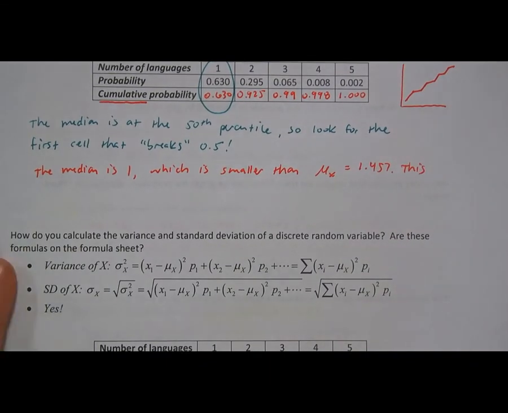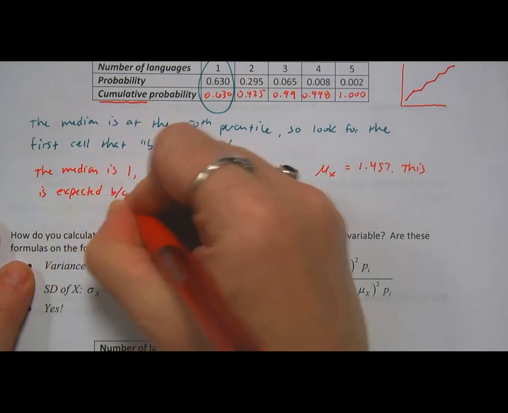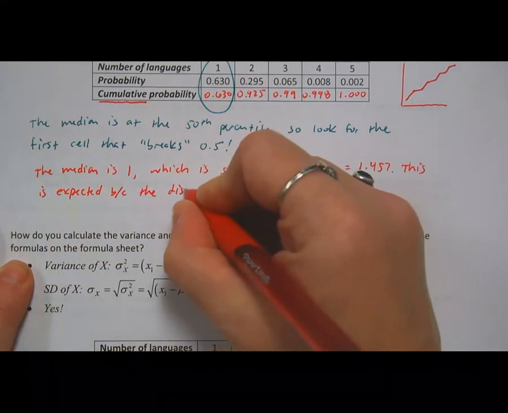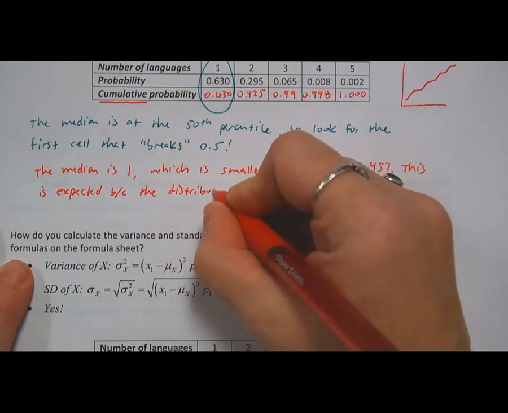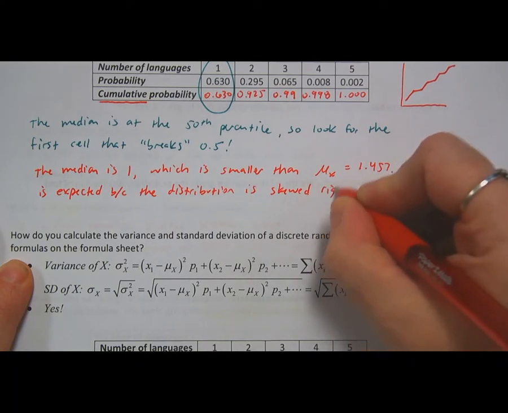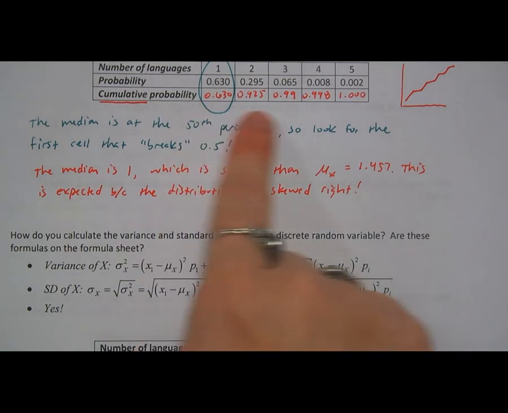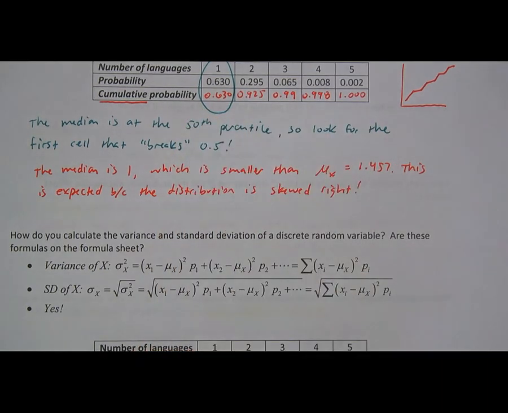This is expected because the distribution is skewed right. Anytime you have a distribution that's skewed to the right, the mean is going to be larger than the median. The median is going to be smaller than the mean. So in the previous page, I showed you how to find the mean. Right here, I'm showing you the pretty simple way to find the median.